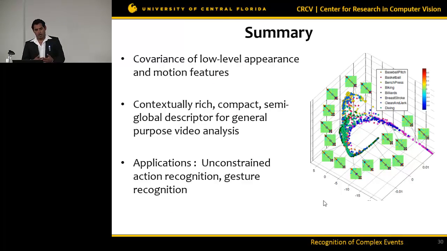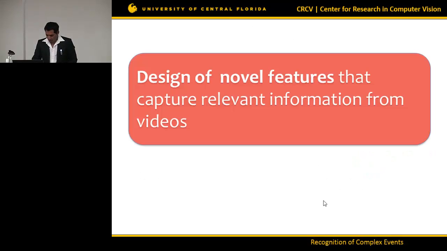So as a summary, what we have here so far is a covariance-based matrix based on low-level features, and that can be used to capture contextual information. There are wide applications for it. We can use it for unconstrained video analysis, and we can do it for gesture recognition as well.